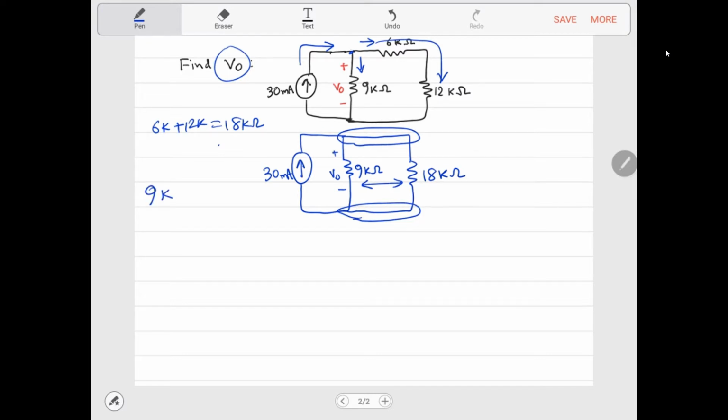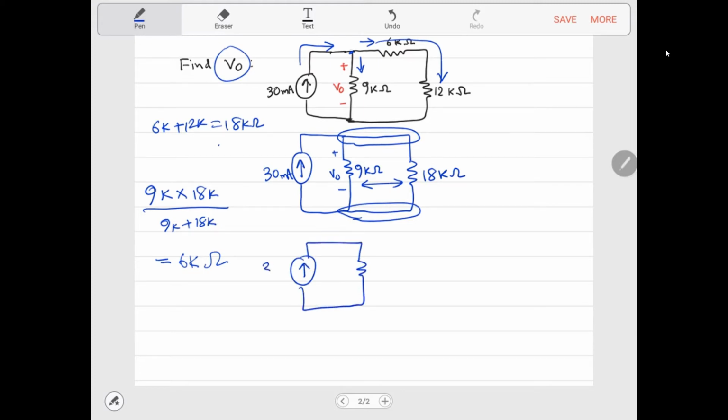So in parallel, you multiply in the numerator, and in the denominator you just add them. This gives you 6 kilo ohm. So let's redraw the circuit again.